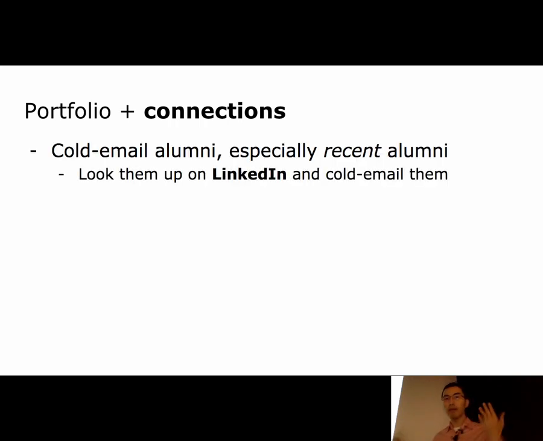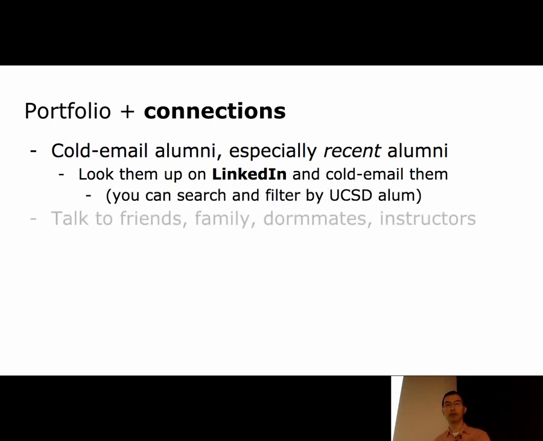So basically, emailing alumni is one of the best strategies, especially recent alumni. LinkedIn is a really good place to look for people, email them, or message them on LinkedIn. You can easily do searches for UCSD alumni at various companies. You can filter by them. Besides alumni, just friends, family, dorm mates, instructors, TAs, basically anybody. With this whole personal connections and job connections thing, basically everything is fair game, right?